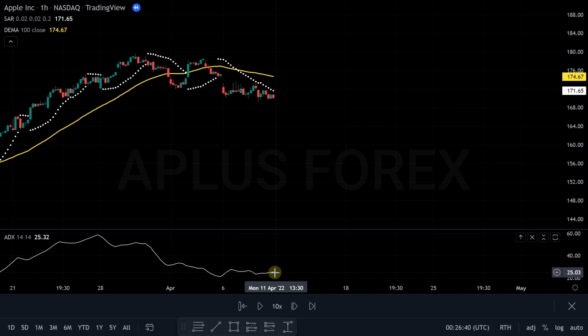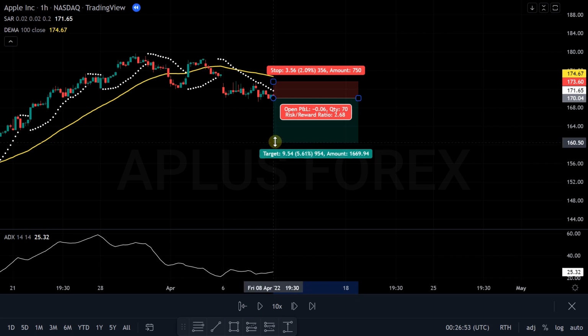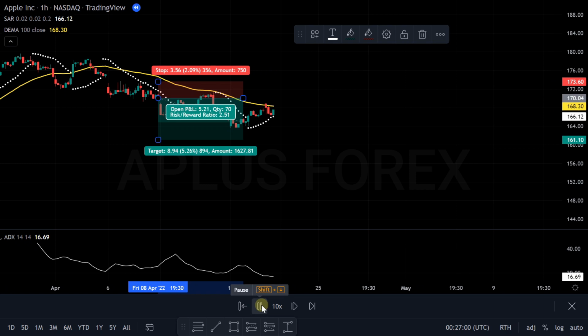we can see the ADX is above 25, indicating a strong trend. Take a trade putting your stop loss just above the SAR indicator and target a 1 to 2 risk to reward ratio, and this also gives us a profitable trade.